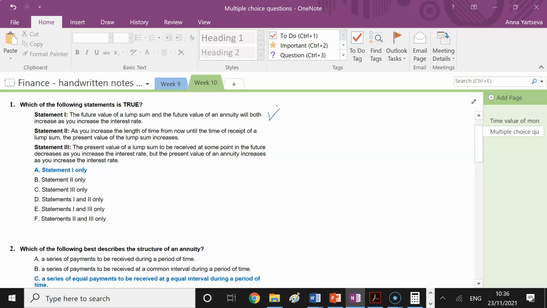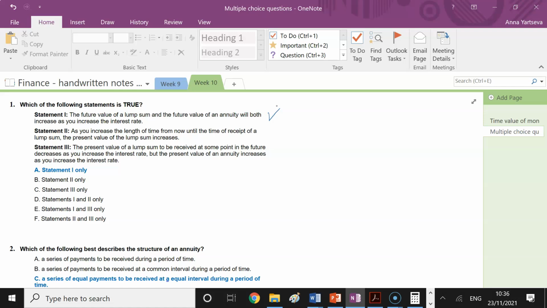Regardless of annuity or a lump sum, regardless of whether you invest a certain amount each year or you invest an initial amount in year 1 and don't continue saving or investing later, regardless of how you invest and save, the higher the interest, the higher your return will be. Your accumulated capital will be higher. So statement 1 is correct.